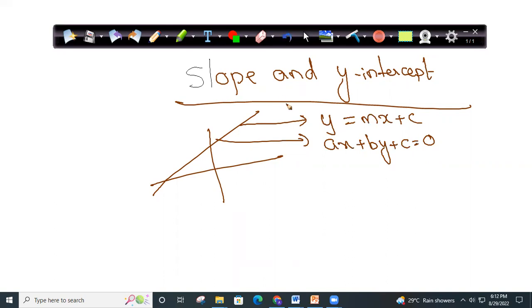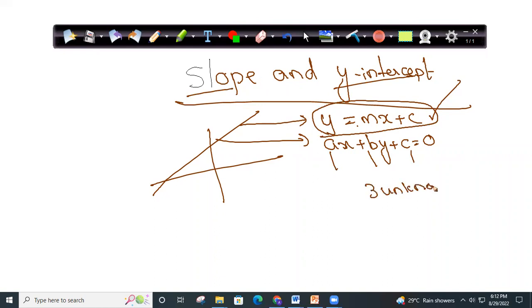So my concept here is slope and y-intercept. Between these two forms, this is most important, or preferable. Immediately you should think why. If I see this ax plus by plus c, how many unknowns? Three unknowns. If I see this, how many unknowns are there? There are two unknowns.